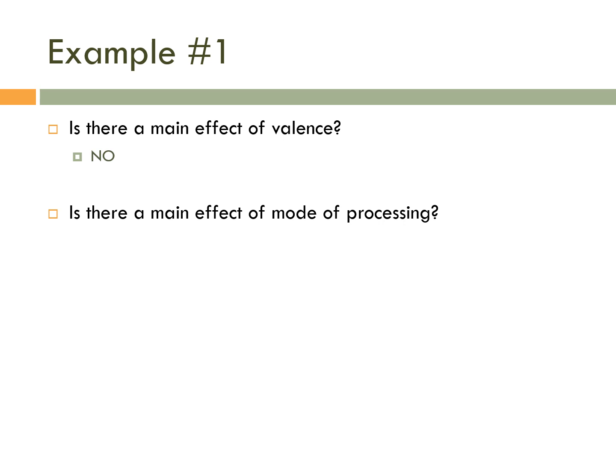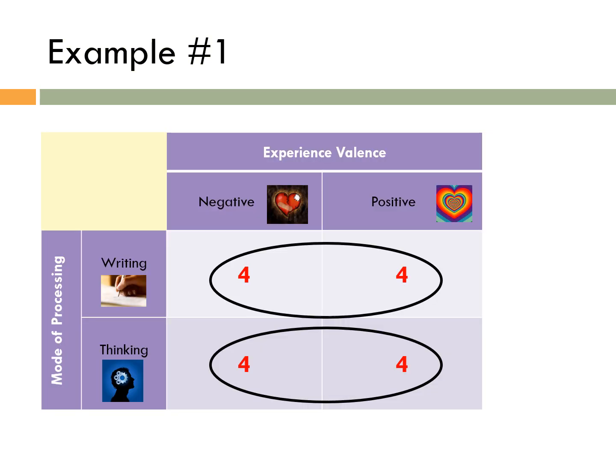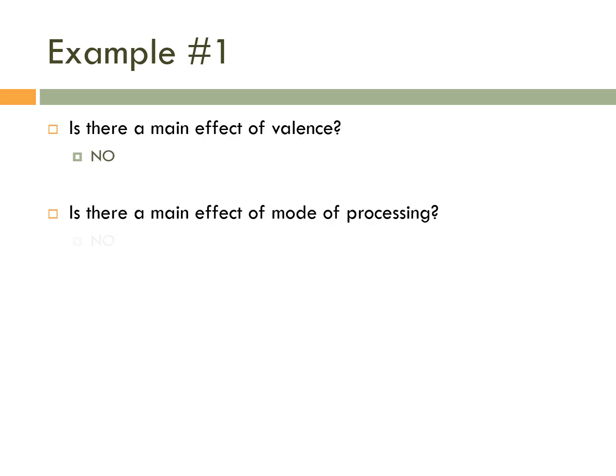We then ask the second main effect: is there a main effect of mode of processing? We look again, and this time we average within the mode of processing level, ignoring the valence independent variable. So we average the 4 and 4 for writing, and we average the 4 and 4 for thinking, and we compare them and ask, are these two different from each other? Again, no, they are not different from each other. There is no main effect of mode of processing either.